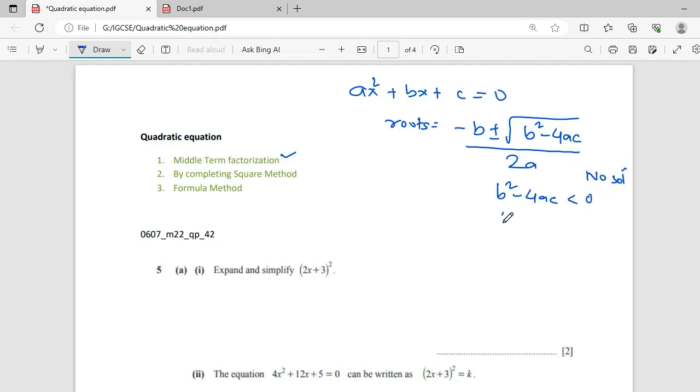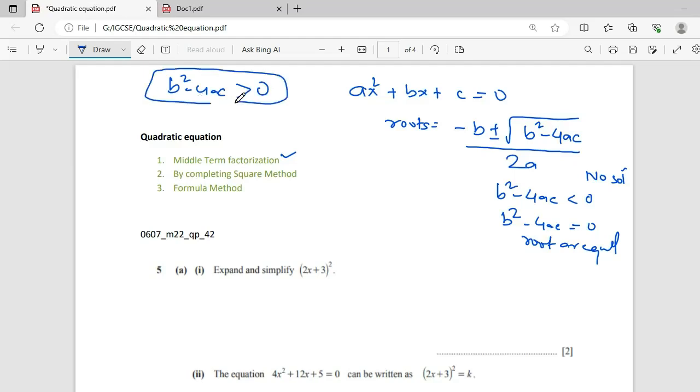And if it is equal to 0, then the roots are equal. That means we'll get two solutions, but both values will be the same, like 5 and 5, or 4 and 4. So the roots are equal. And if b square minus 4ac is greater than 0, that means we are going to get distinct solutions, different values, like plus 5 and minus 5, or 2 and 3. So we'll use all this and see how we can solve using middle term factorization in the questions.